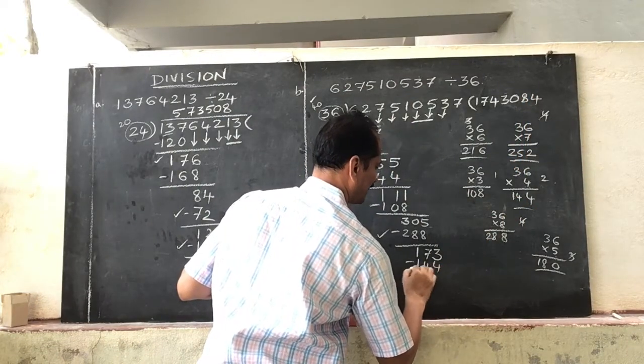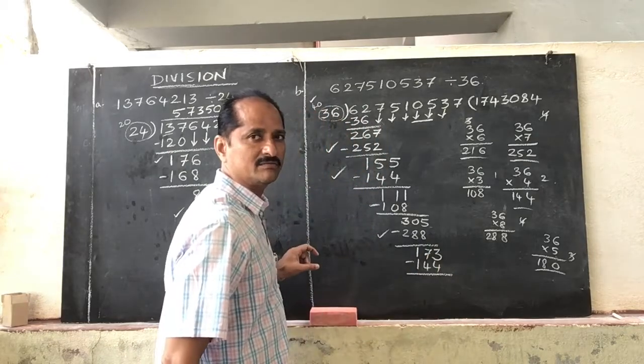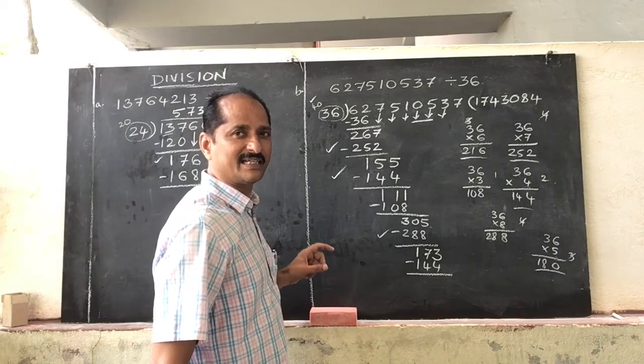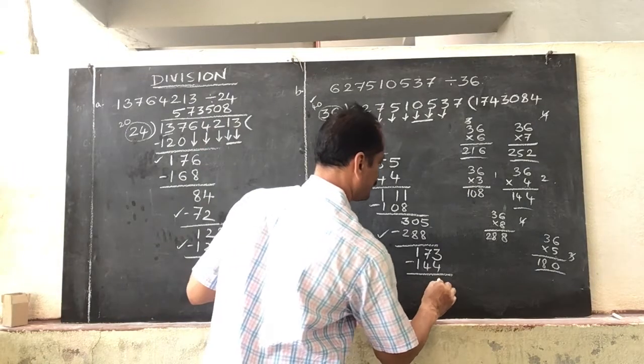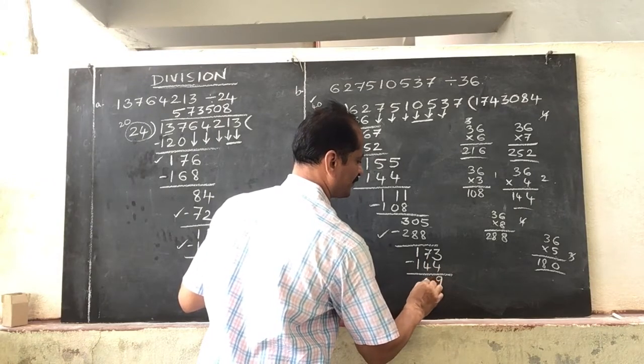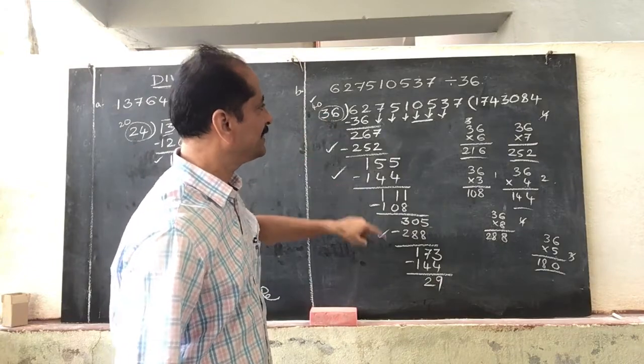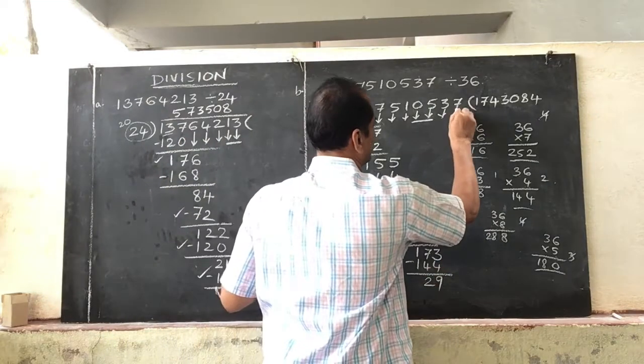144. Now 13 minus 4: count 4 after up to 13. 4 after 6 plus 3 is 9. So 9. Now 6 minus 4 is 2. So 29. 29 is less than 36. Then bring down 7. The next digit is 7.